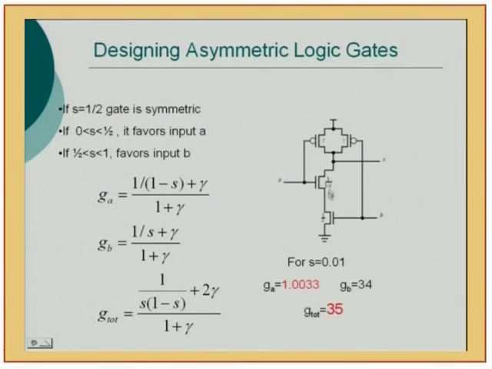S is that factor which is called the asymmetry factor. How much asymmetry do I have relative to symmetric? For example, on this simple gate, this is 1 by S, this is 1 upon 1 minus S, this is gamma, gamma times that. Okay. And I can recalculate the logical effort for any asymmetric gates as I did.